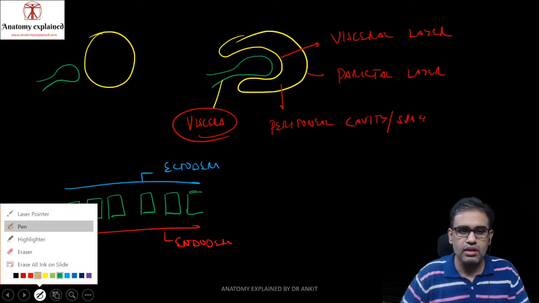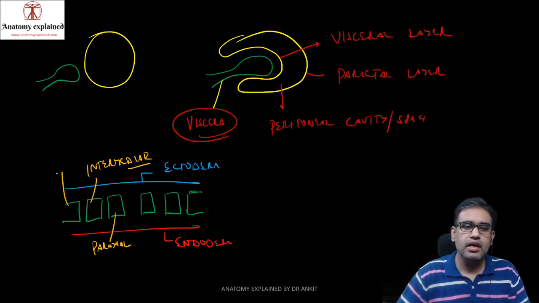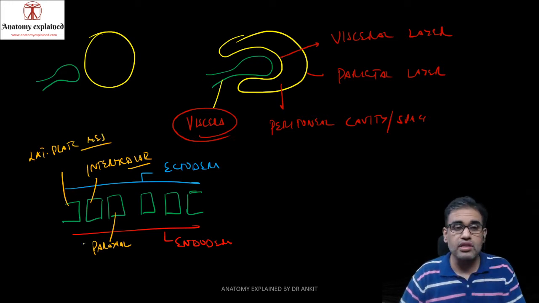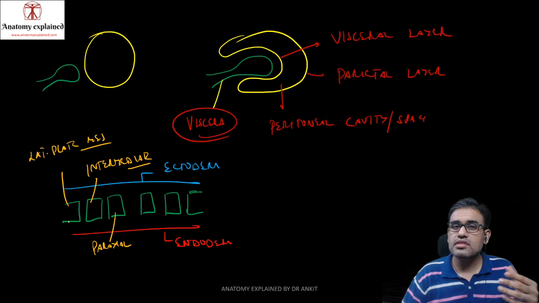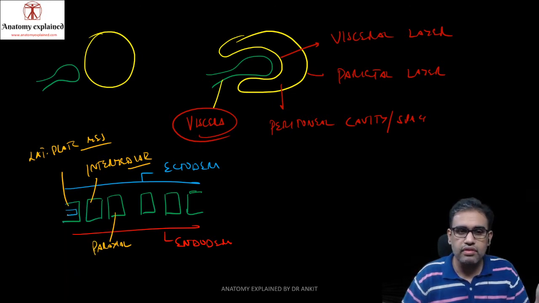So we just try to label it over here. This is the paraxial mesoderm, which forms somites. This is the intermediate mesoderm, which forms the urogenital structures, and this is your lateral plate mesoderm. Now this lateral plate mesoderm divides. There is a formation of a cavity inside it.